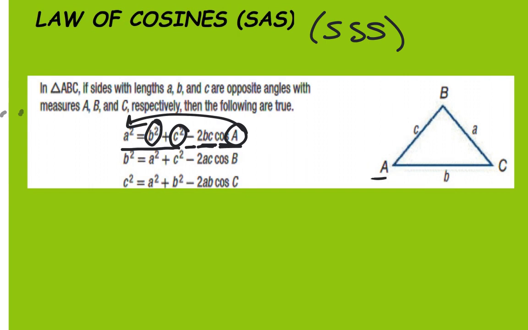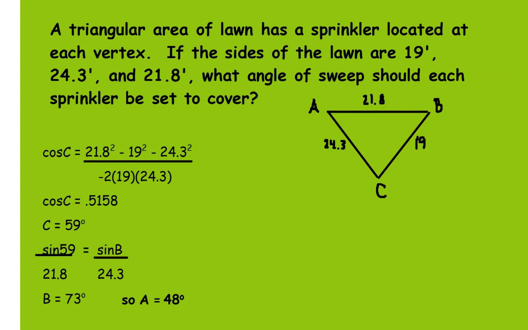Or side, side, side, no complete pair. Alright, so let's walk you through this. A triangular area of lawn has a sprinkler located at each vertex. If the sides of the lawn are 19, 24.3, and 21.8, what angle should each sprinkler be set to cover? Okay, so maybe I should have set this up.